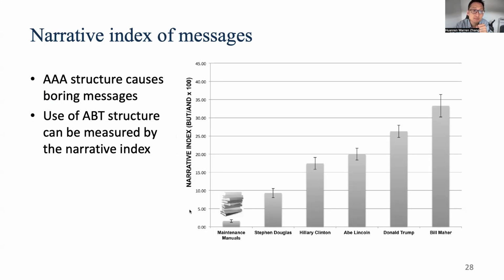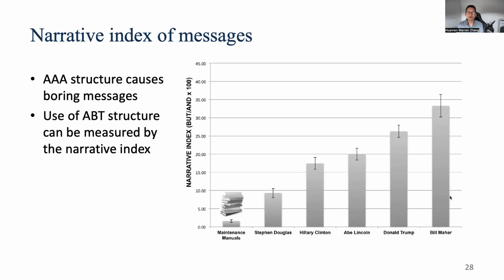If this narrative index is closing to 100, that means for each and, there is a but, right? For each context that is set, you point out a problem with a turning point. So this is a rough measure. It's not that scientific, but it's a rough measure to demonstrate the effectiveness of the ABT structure.